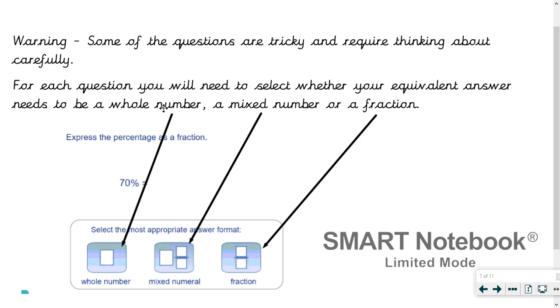So for each question, you'll have to select whether your answer needs to be a whole number, a mixed number, or a fraction. So have a look at this one. It would give you 70%. So we know if we're going to convert that to a fraction, it's not going to be a whole number, so we're not going to click this box. It could be a mixed number, but it's not really going to be because it looks like it should be an easy one to convert. So we'd click fraction and write what fraction it would become.